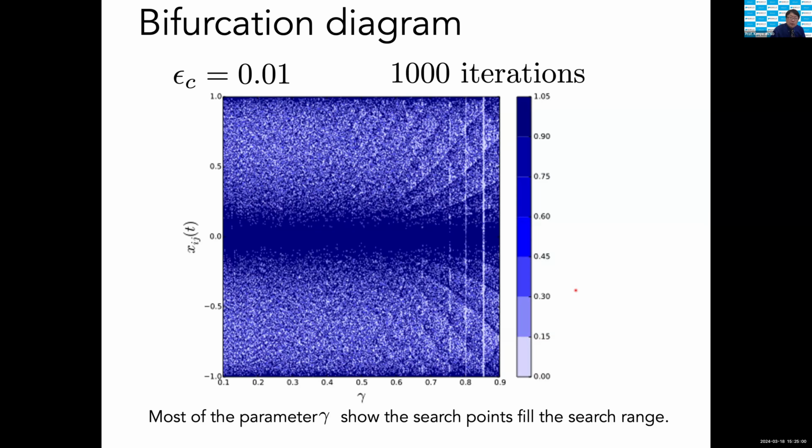This is because the search trajectory exhibits chaos, and the white stripes in several places where gamma is larger are known as windows, indicating periodic solutions. As mentioned earlier, it is desirable in such activities to cover the search range as slowly as possible, so a chaotic state is considered desirable.